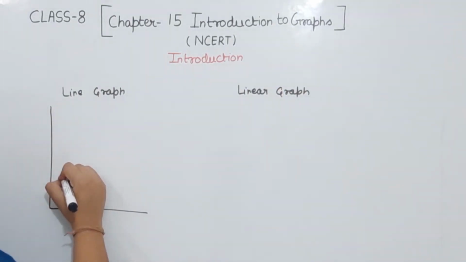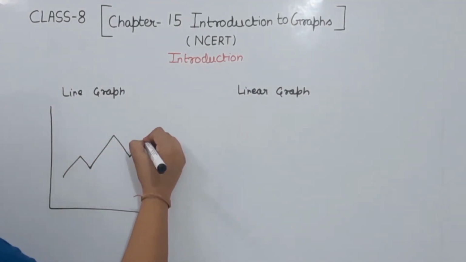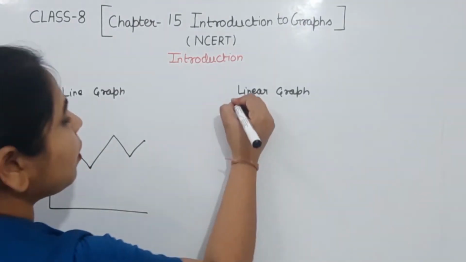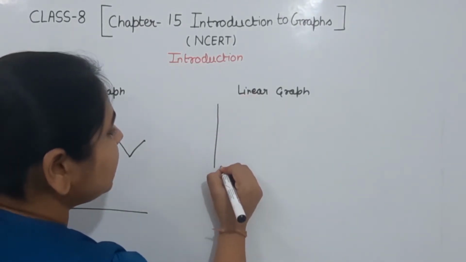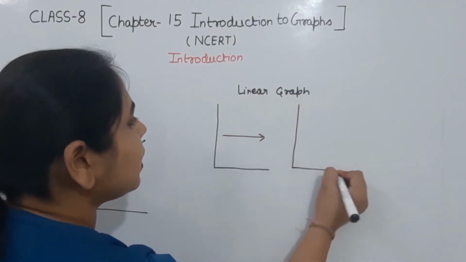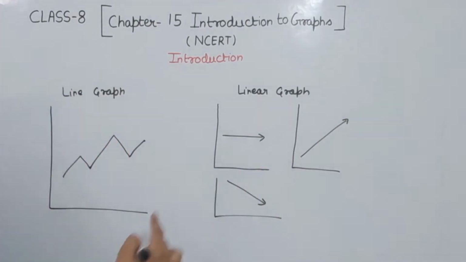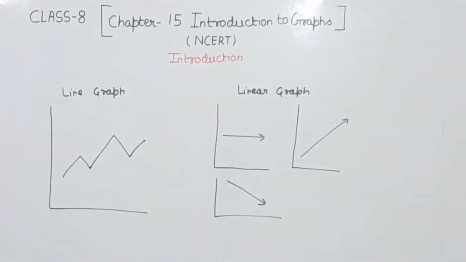The line graph is the graph which shows the trend, upward or downward. Now in the linear graph we will have the constant one. It can be in the form of increasing, decreasing, or straight. So the linear graph shows these kinds of forms. As compared to the linear graph, in the line graph we can show the trends we have.